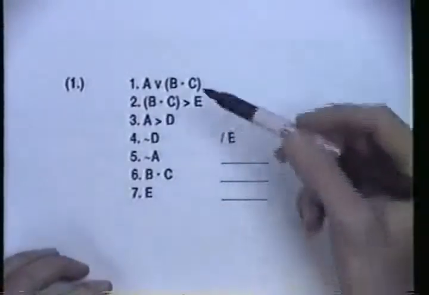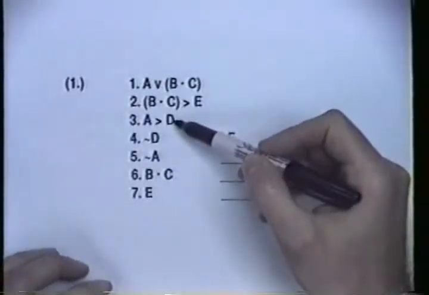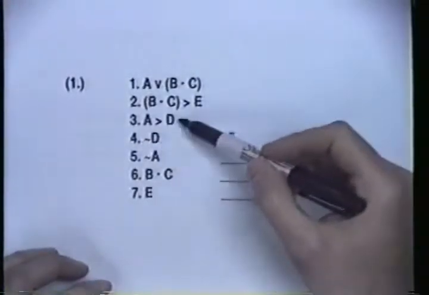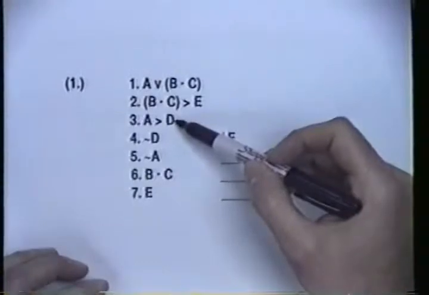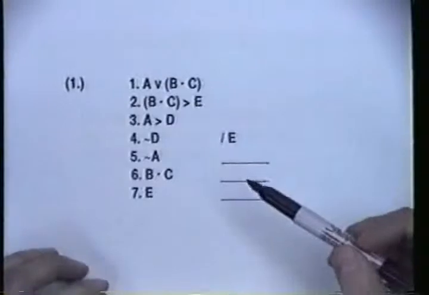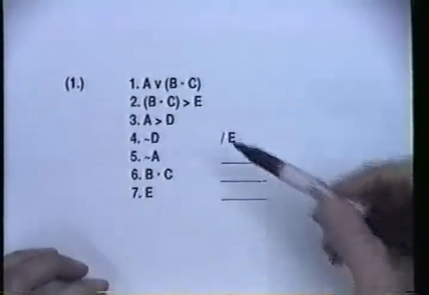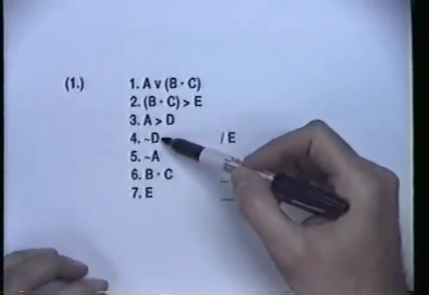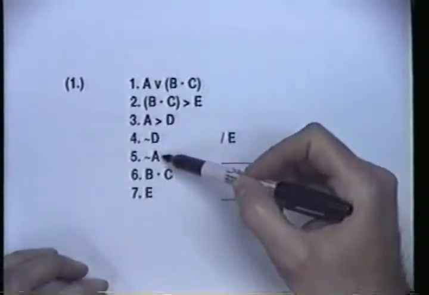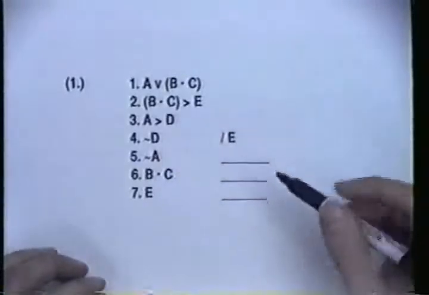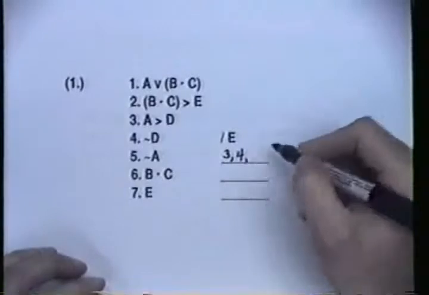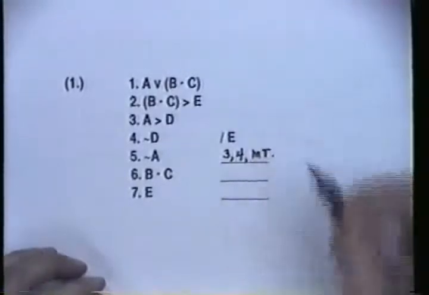Well, think of the rules and focus here on line 3 and line 4. Notice line 4 negates the consequent of the conditional that's on line 3. And you should recall the rule of modus tollens will allow you to infer from a line of form 3 and 4 a line of form number 5. Therefore, the justification for line 5 is lines 3 and 4, modus tollens.